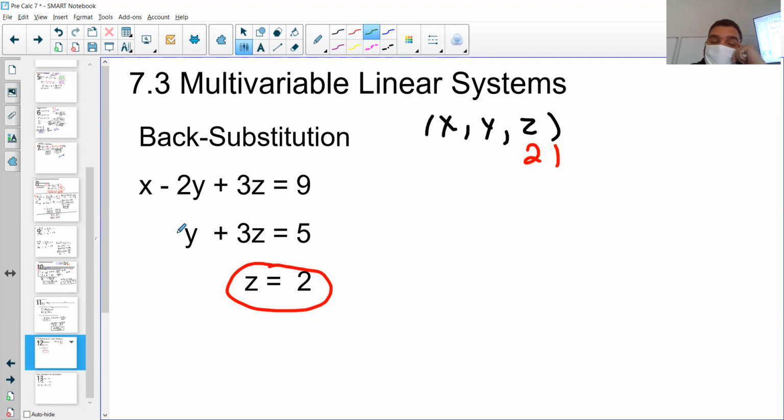So let's look at the second equation over here. Any equation that has 2 variables, one being Z, would work. So then here we could use this equation and plug in that Z we found earlier. So Y plus 3 times 2 equals 5. And then Y is -1.